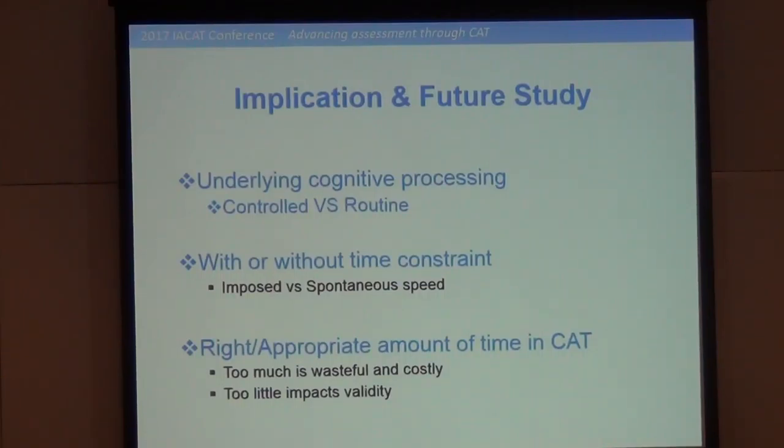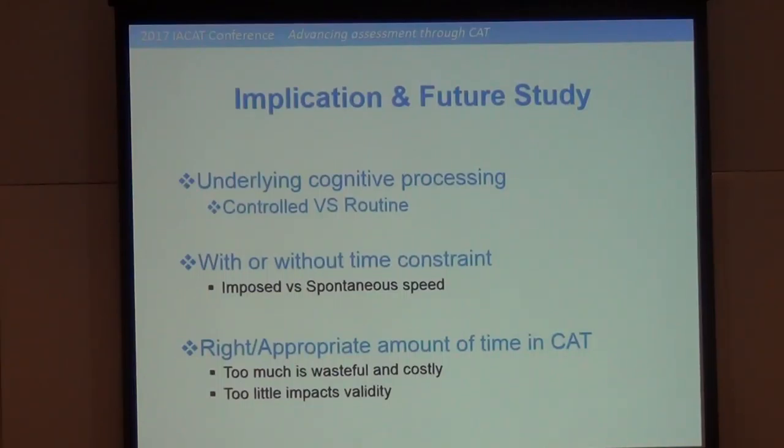In the future, I think there's a lot we can do to improve this study. First, my hypothesis is that this heterogeneous effect was caused by the underlying cognitive processing required in each section. Because in GRE, the verbal section is basically to examine or assess your reading ability, and the quantitative section is assessing your math ability. And I think these two types of tasks require qualitatively different cognitive processing, whether it's controlled versus routine or something else.